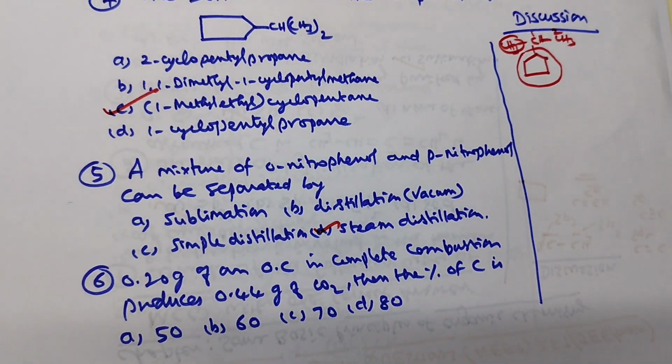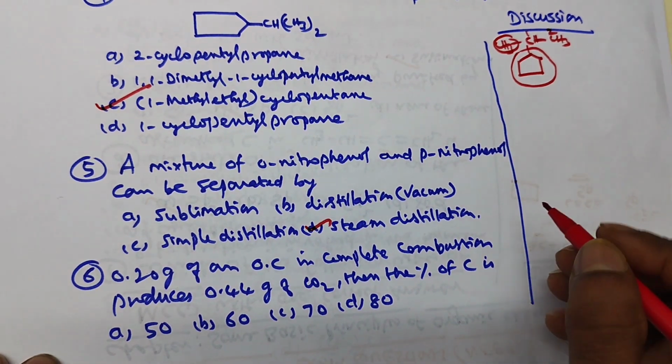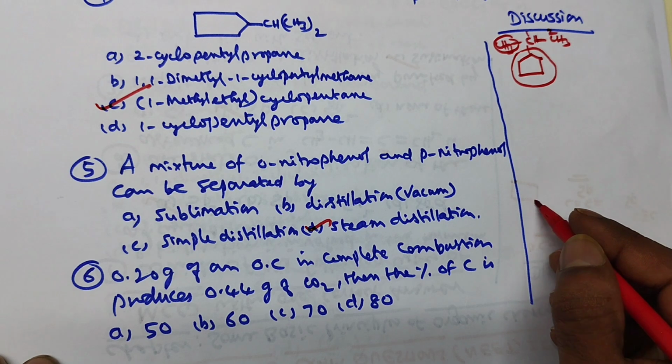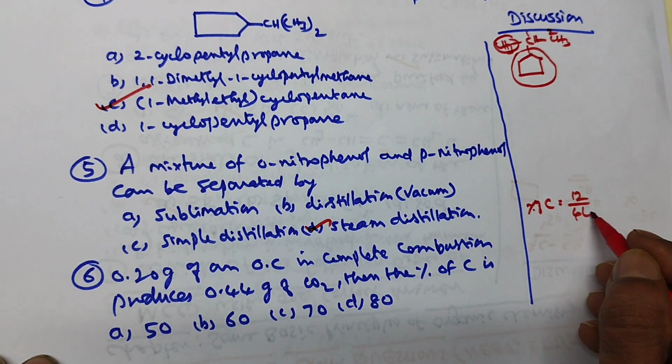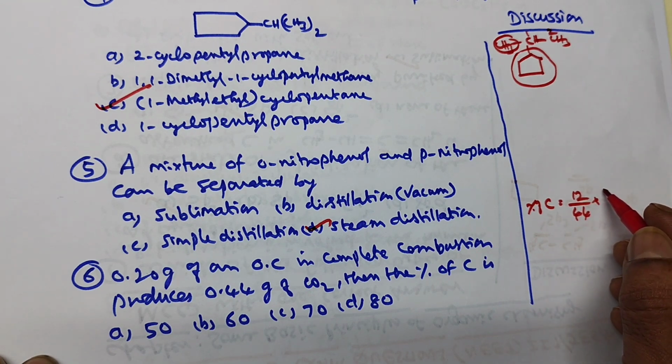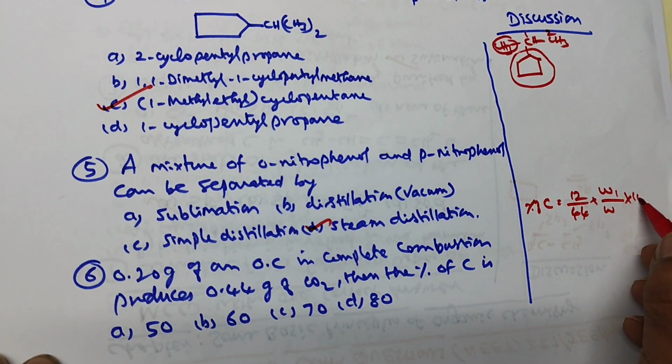The sixth one. 0.2 gram of an organic compound on complete combustion produces 0.44 gram of carbon dioxide. Then what is the percentage of carbon? You want to use the formula: percentage of carbon is equal to 12 by 44 into the mass of carbon dioxide, W1, divided by the mass of the organic compound, W, into 100.